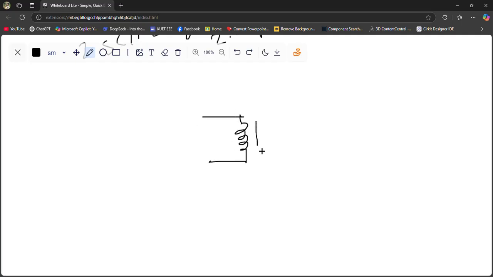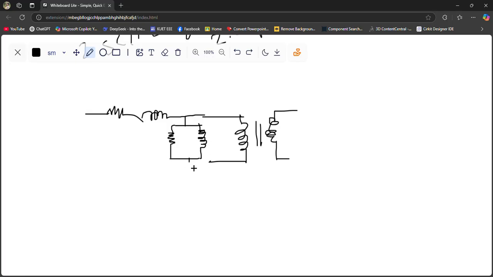This is the primary side, this is the core, and this is the secondary side. In the primary side we have to take the winding components, like this resistance, this reactance, and the core components, like this core loss component, and this is the magnetization component. Okay, this is all about the primary side.